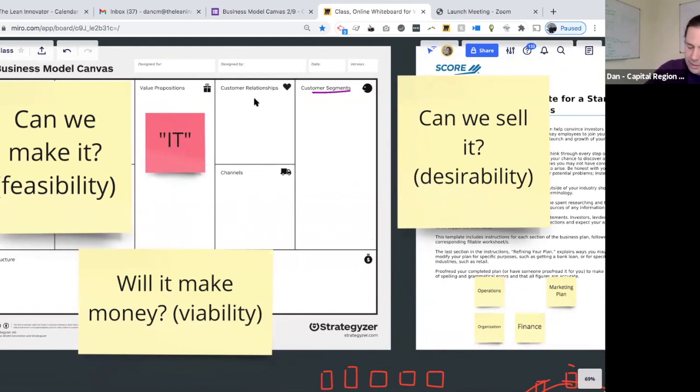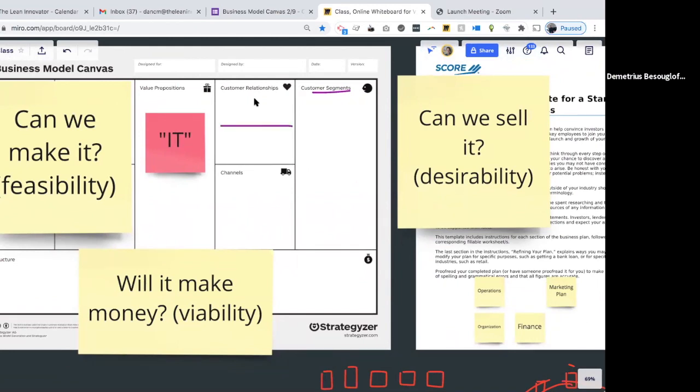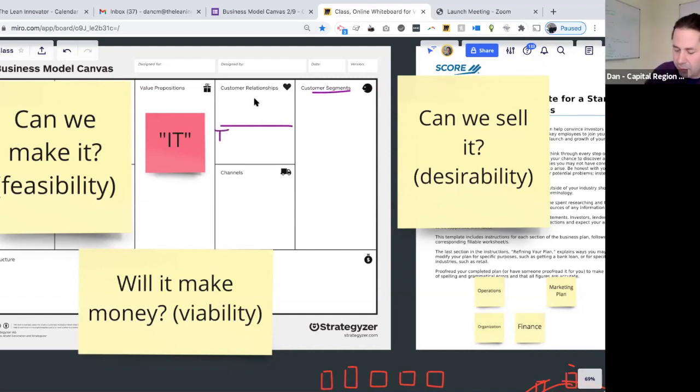Well, the way I like to think about this block is it's sort of like a timeline. I'm just going to draw a timeline like that. On one end, I'm going to put a T, and on the other end, I'm going to put an L. The T represents transactional, and the L represents lifetime. So a transactional type relationship or a lifetime type relationship with a customer is really what I'm trying to get at here. And at this point in the planning stage, I don't need to be very specific with this. This is just a subjective kind of thought.